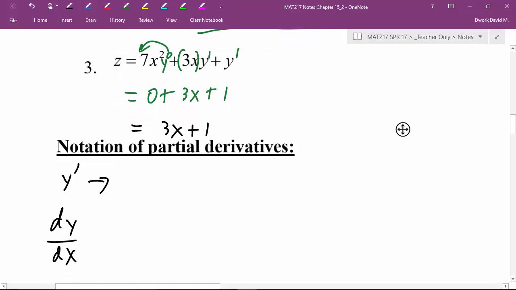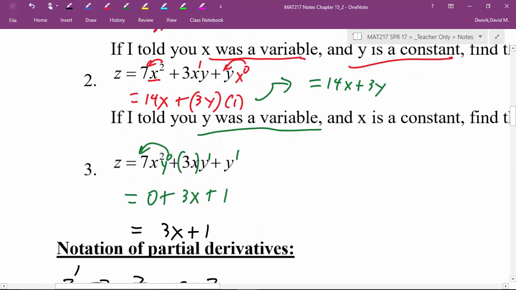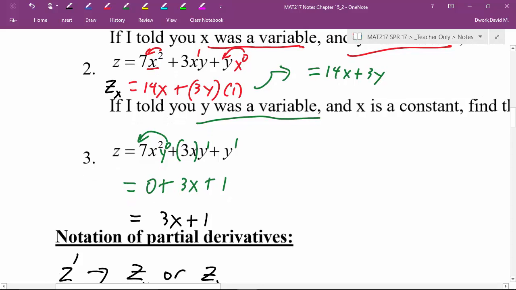So what they've done is they said, okay, well, now our output function, instead of being z, so it'd be, in this problem, it would kind of be a z prime. Well, what we're going to do instead is we're going to say z, and instead of using a prime, what we're going to do is say, what was my variable? So if the variable was x, I'd put a little x down there. Or I might put a z sub y if y was my variable. So for this problem, my notation, since x was my variable for the first one, it would be a z sub x. And for the second one, it would be a z sub y. That would be your derivative notation.